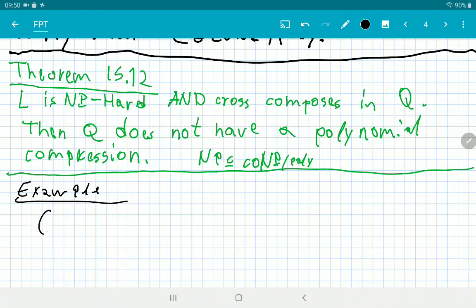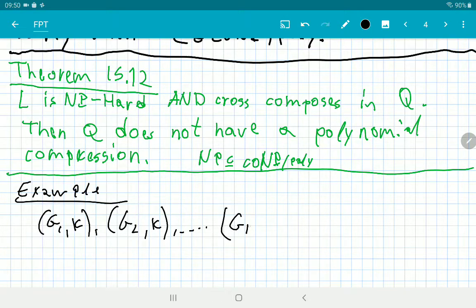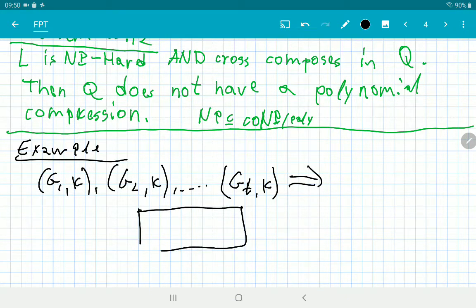So, you have G1 through Gt, I give you graphs, and I ask whether the tree width of those graphs is at most k. Okay? So you can trivially generate a new instance, which is the disjoint union of all those graphs, and then the parameter k. And this new graph has tree width at most k if and only if all the input graphs have tree width at most k.